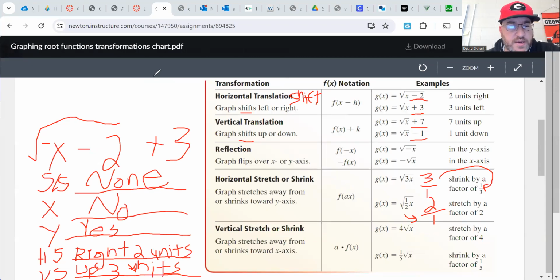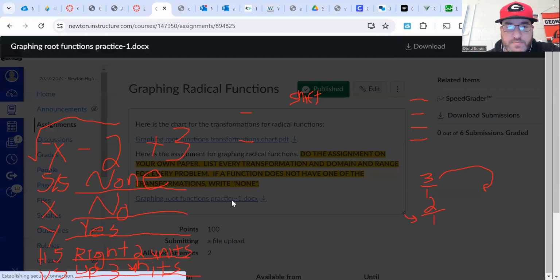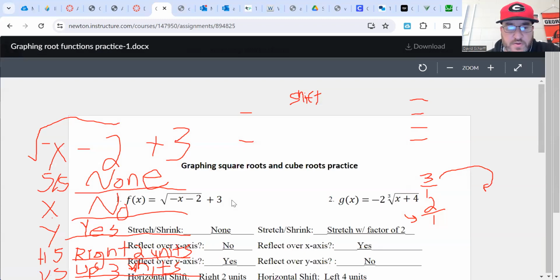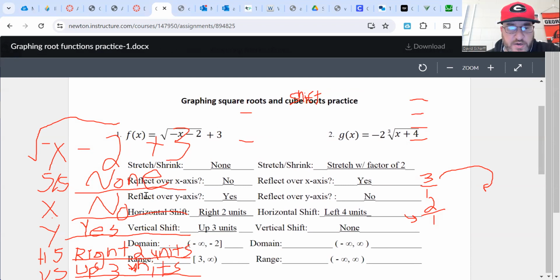Well, actually, I think I can leave it up for a second. So let's do this. High floating mean controls. Close that. Pull this up. All right. So stretch or shrink, none, none. Like the x-axis, no, no. Y-axis, yes, yes. Horizontal shift right 2 units, vertical shift up 3 units. So everything matches up. Okay.